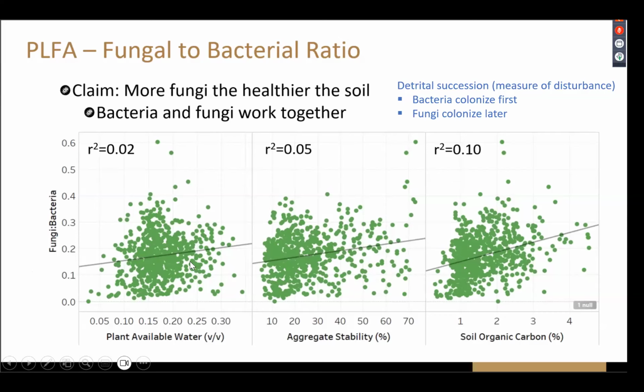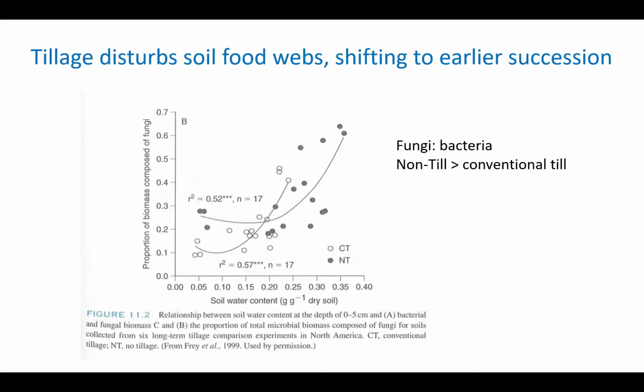It's pretty noisy in terms of these graphs, but that also is saying it's telling us something a little bit different than if you just went with the measures of available water or aggregate stability or soil organic carbon. Here's some data to show how tillage affects this ratio. We have the proportion of biomass composed of fungi on the y-axis and soil water content on the x-axis. The line with the solid symbols is no tillage, and the open symbols are conventional tillage. We can see the values with no till have higher ratios of fungi to bacteria than the cultivated. You can also note that it has more water holding capacity as well, which is further to the right on this graph.